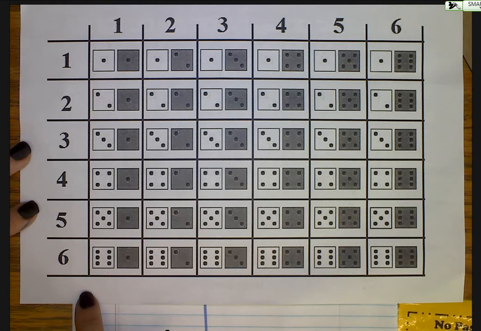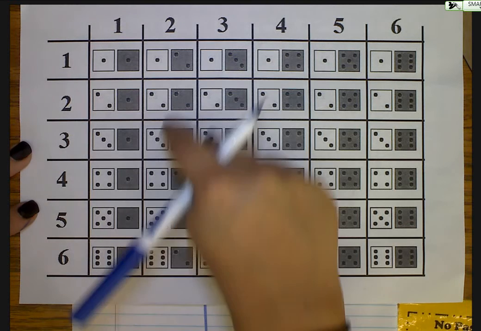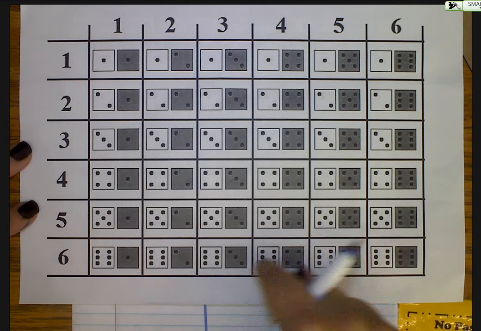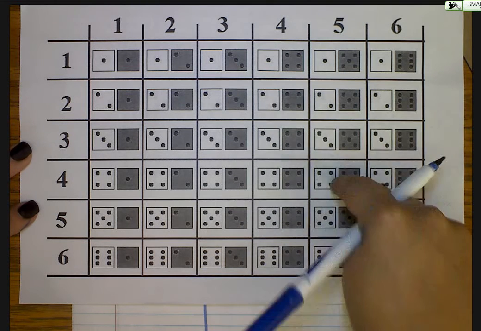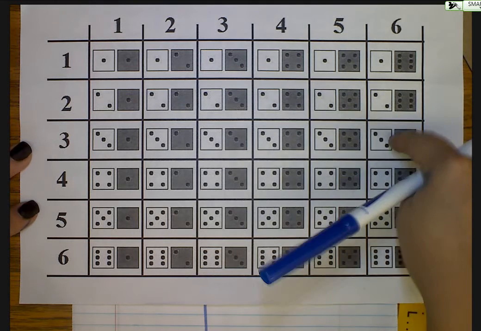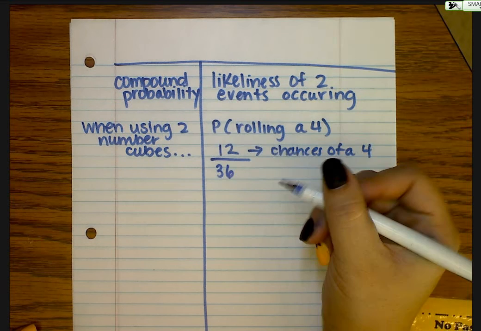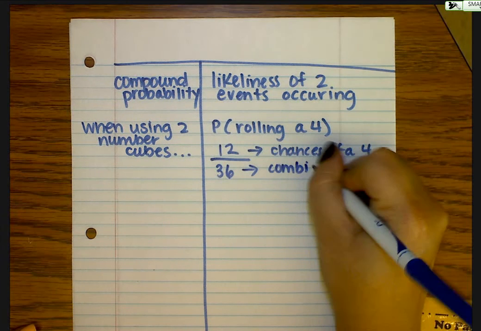I can also check that by counting how many different options I have. 1, 2, 3, and so on up to 36. So I have 36 different combinations. My denominator when using 2 dice will always be 36, because I have 36 combinations total.